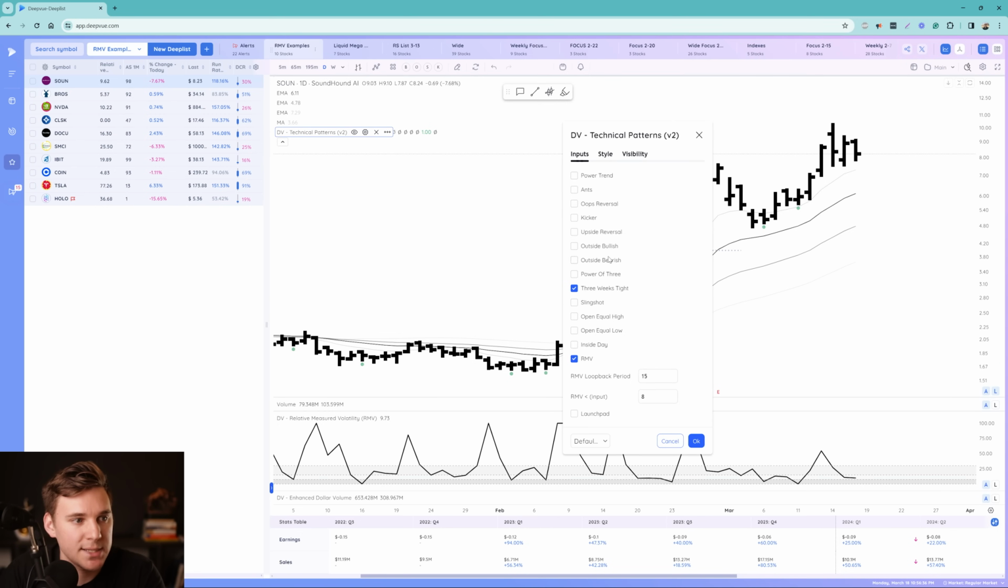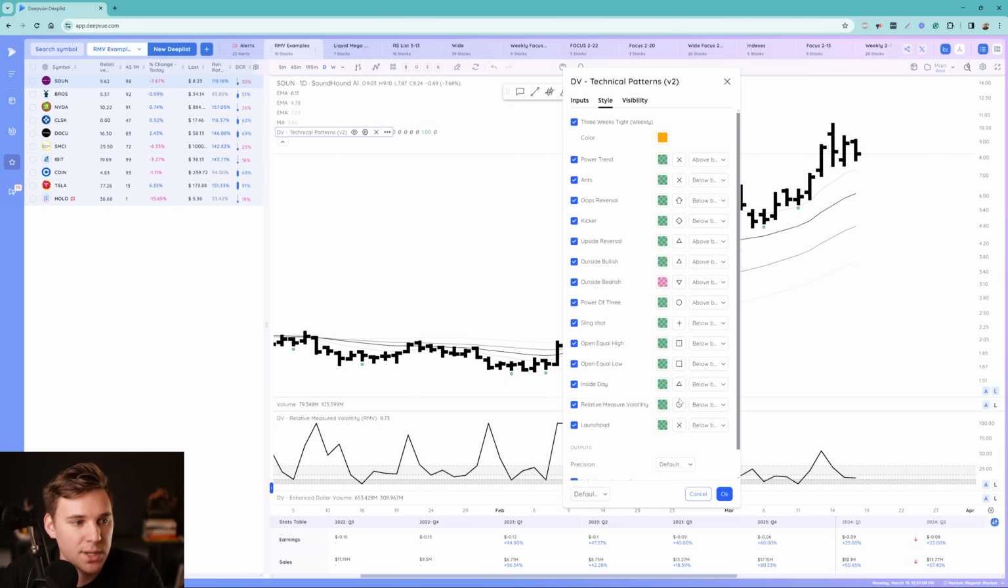If we click settings here, I've got RMV selected. I have it set up to show a dot when RMV gets less than 8, looking back 15 days. You can change this value, and this value, if you want to be more selective, say only under 5, you could do that as well. That will show fewer signals. I like 8 just because I prefer to see more signals and interpret it for myself through my chart eye, but you can definitely alter these settings to suit your needs.